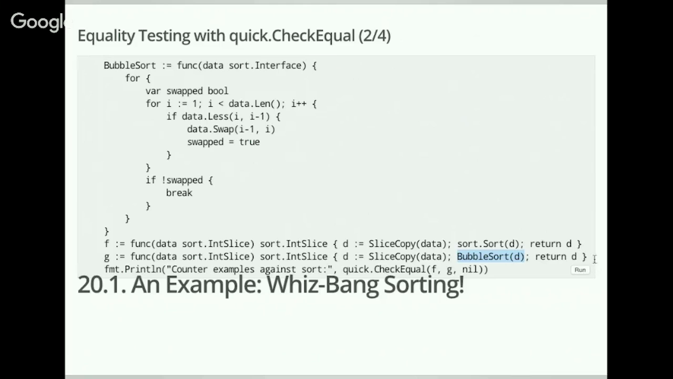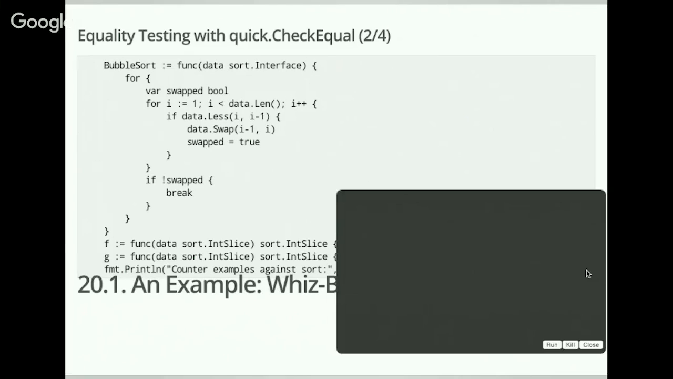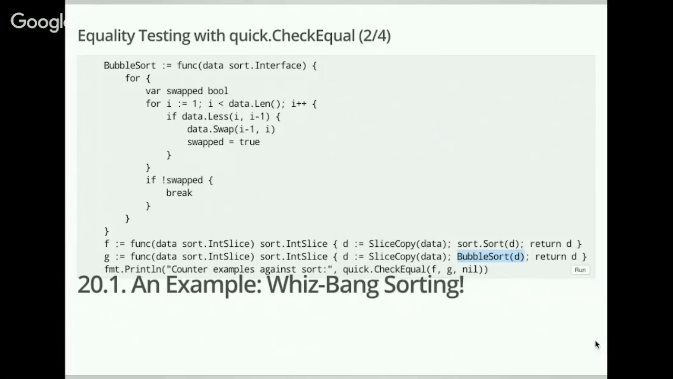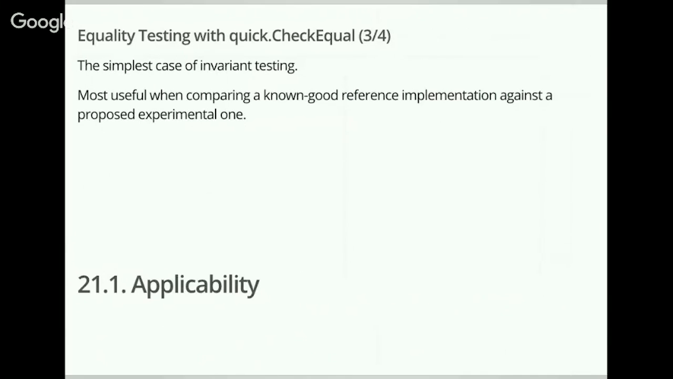So let's run this and see if these things are always equal to each other. Well, I'll be damned, they are. But in reality, the bubble sort isn't so fast, so I don't think Rob Pike would be very happy with it. So let's continue on. Okay. So CheckEqual, I think, is probably one of the simplest ways of doing invariant testing in Go. So when is this thing useful? I personally like this when I have a known good implementation or reference implementation of something, and I want to check it against a proposed one or something experimental. It's a very nice, fast way of doing it.